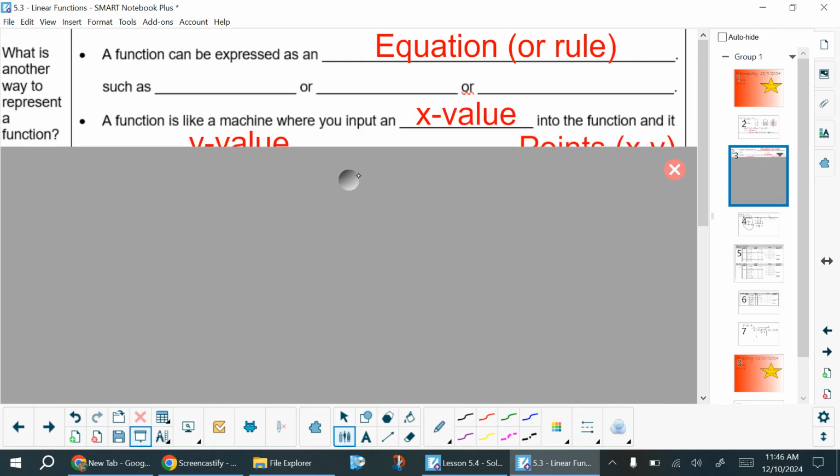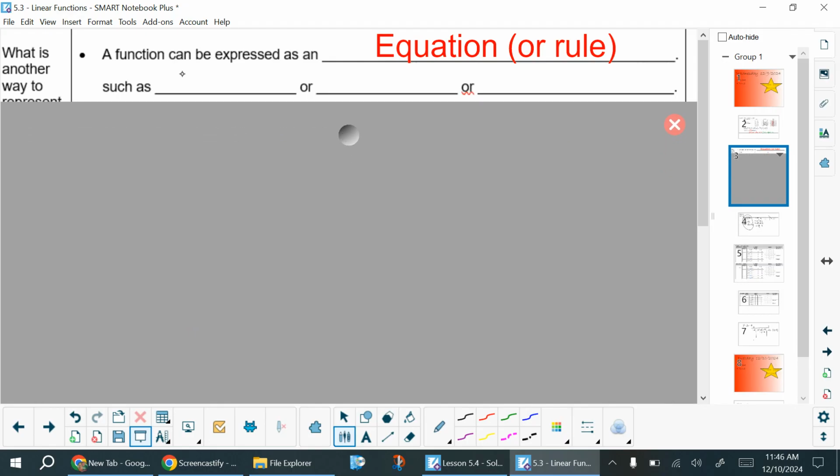Some examples of function rules might be something as simple as y equals x plus 2. Just saying I'm going to take whatever the x value is and add 2 to it. That's going to give me the y value. Or I could have multiplying. Y equals 2x. I take whatever the x value is and multiply by 2.